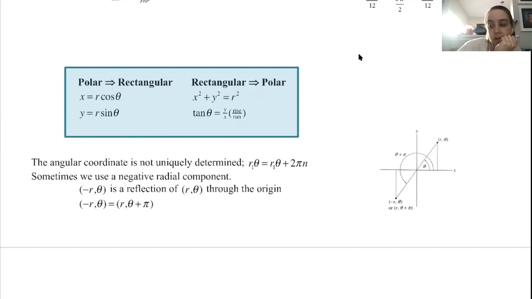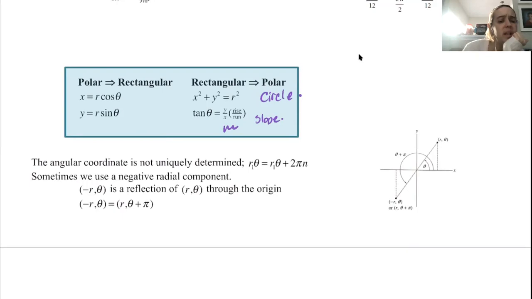Whoops, I'm on eraser. That's a circle. And then tangent theta is y over x. Kind of has to do with the slope. And then that's the definition of tangent anyway. So a lot of these are things that you learned before. We're just kind of putting them together in a new coordinate plane.